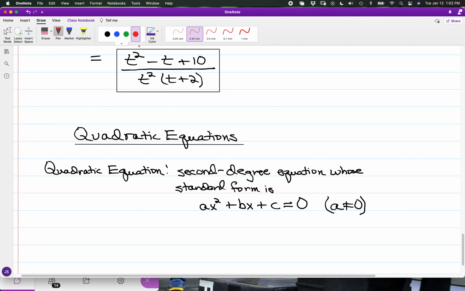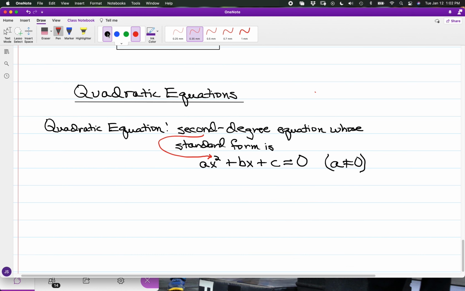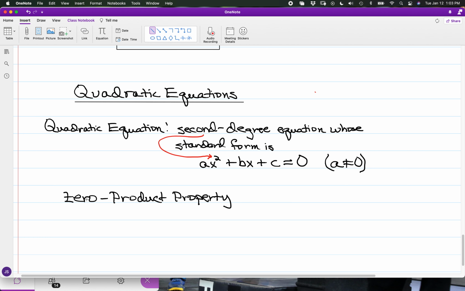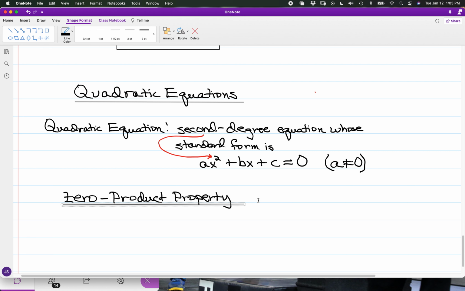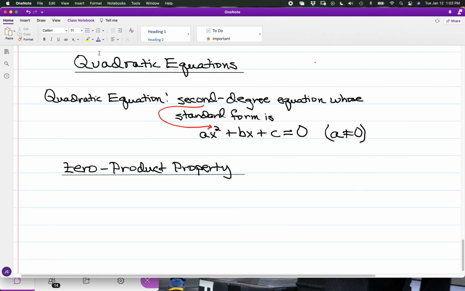And again, for the second degree equation, this is in reference to the x squared in it. So we have ax squared plus bx plus c is equal to 0. Now, in terms of solving equations, there is one technique that can potentially be utilized, and this will be the zero product property.